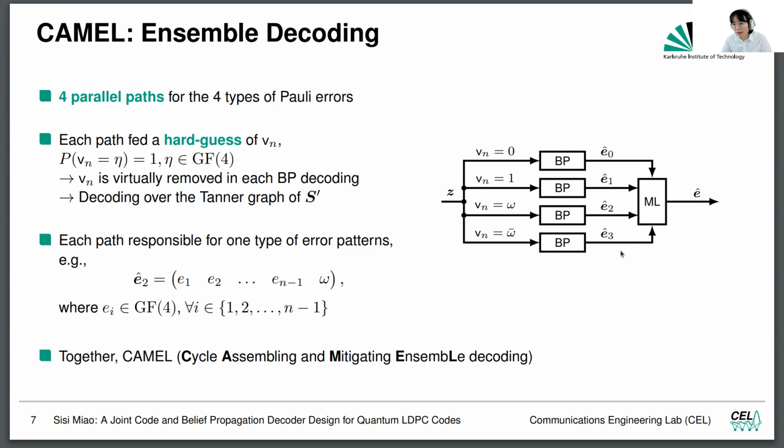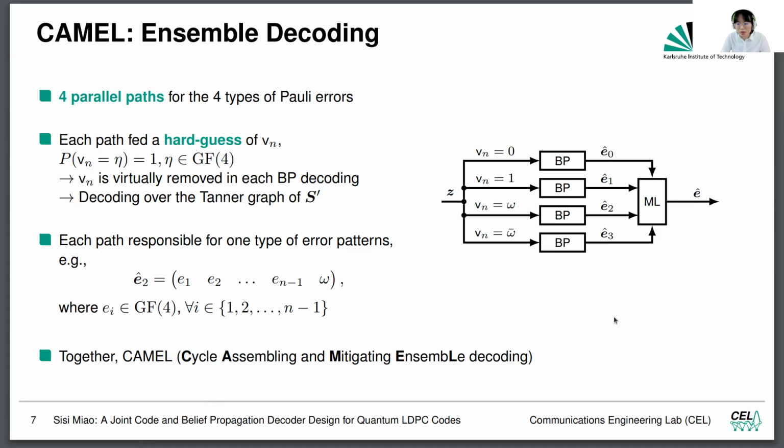Not all of them will be valid error patterns. Some will declare failure, but it's okay. Then we can take the error of lowest weight to be our final estimation. So you see that by this, we have actually just partitioned the whole set of possible error patterns into 4 groups by their value of the last bit. Then together, we want to call this cycle assembly and mitigating ensemble decoding, which is shortly denoted as CAMEL. Okay, now this is the principle of CAMEL.